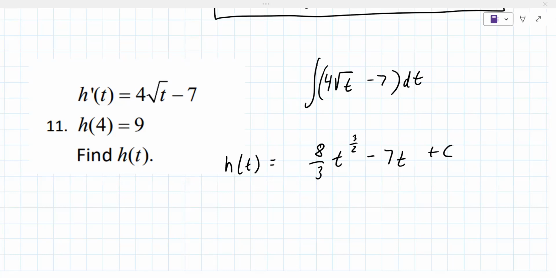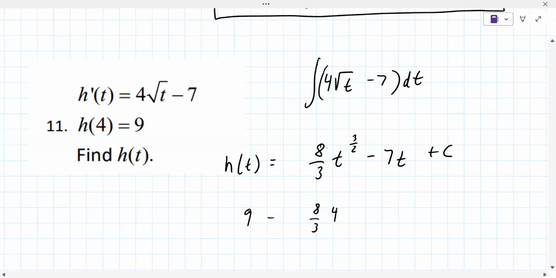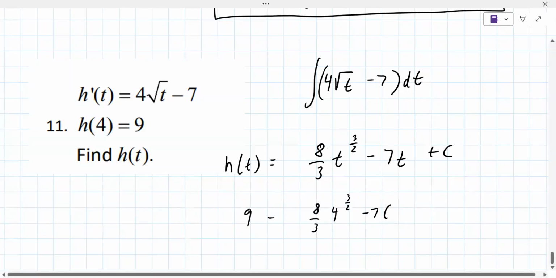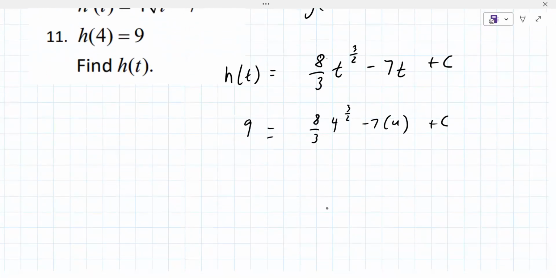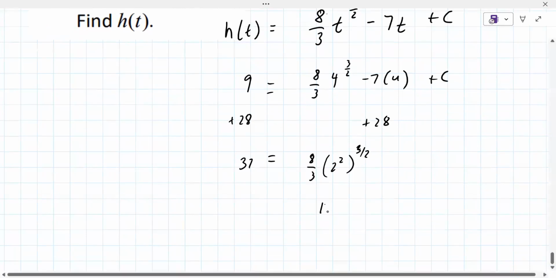Is it 7/3? A little bit bigger than that. So I got 9 equals 8/3. Now 4 is really going to be 2 squared. So minus 28, we're adding 28 to both sides. So that's your 37 equals 8/3 times 2 squared to the 3/2 power, which becomes 2 cubed. It becomes 16/3.